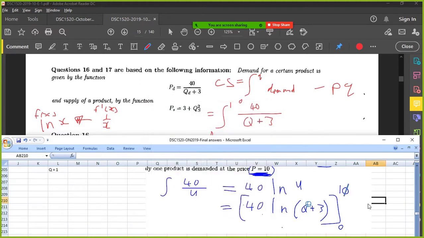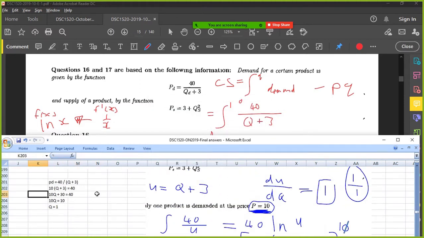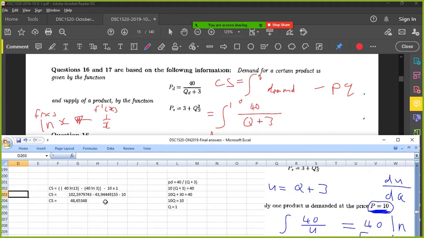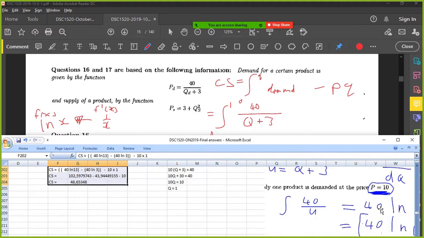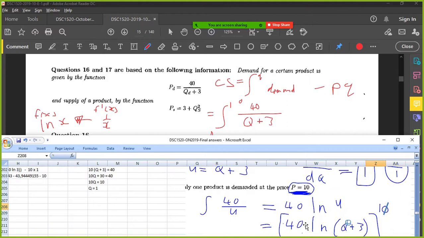Okay, so it's going to be 0 to 1. Let's check the substitution. Did we have that here? I had 0 to 1. Yeah, this I need to fix. Okay, so when you're looking at that, you've got 40 ln q plus 3. Okay, 40 ln q plus 3.